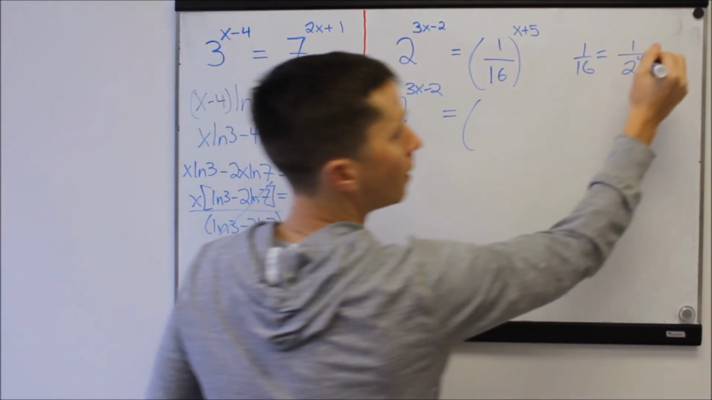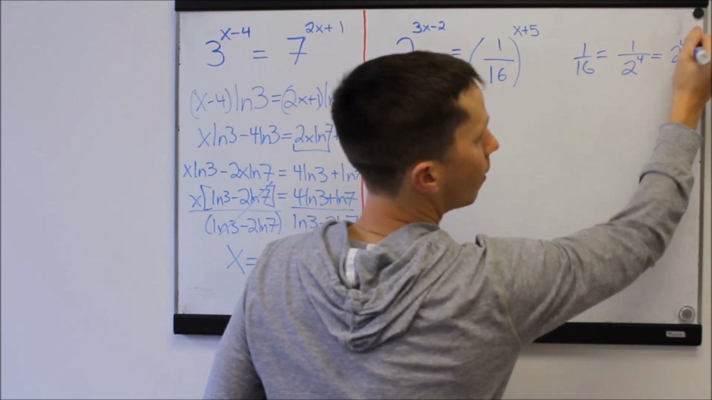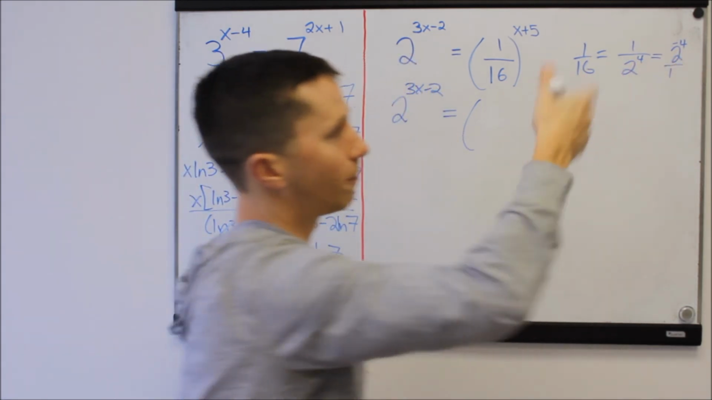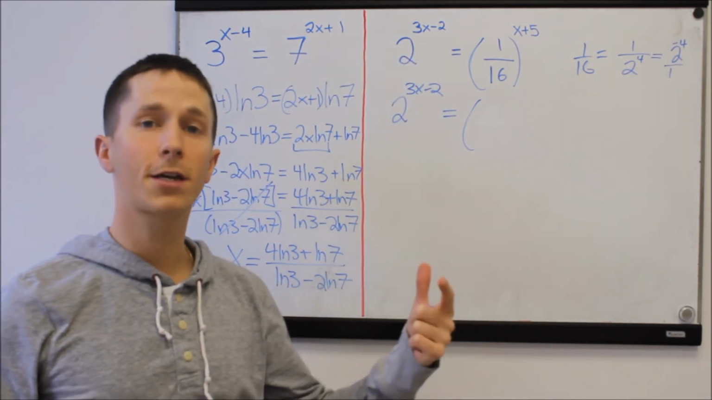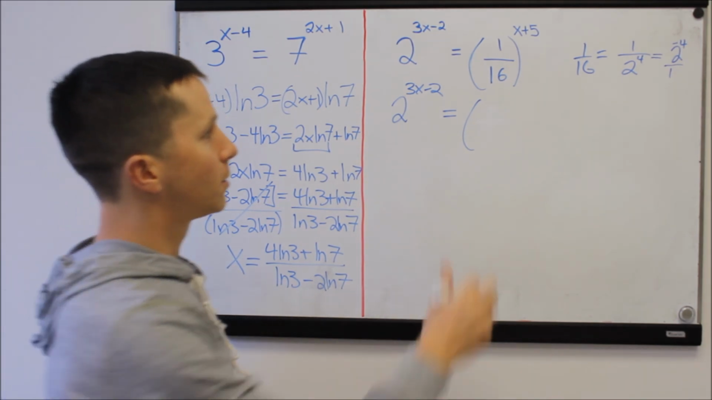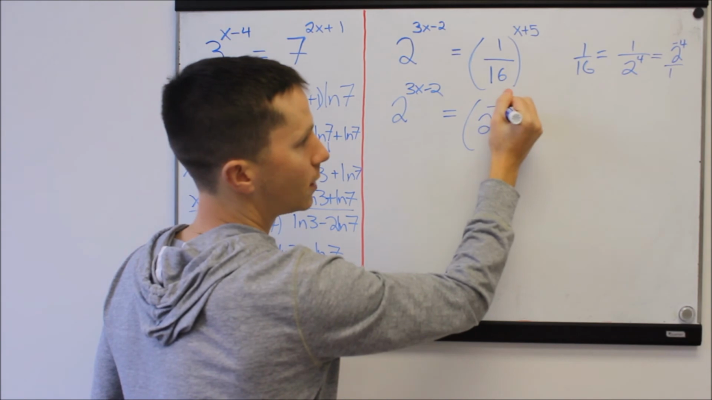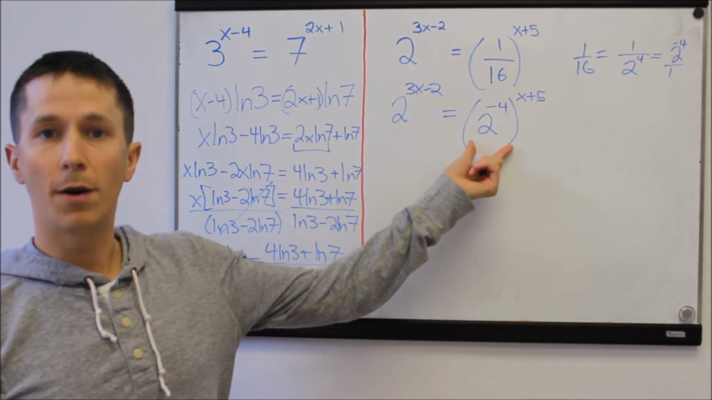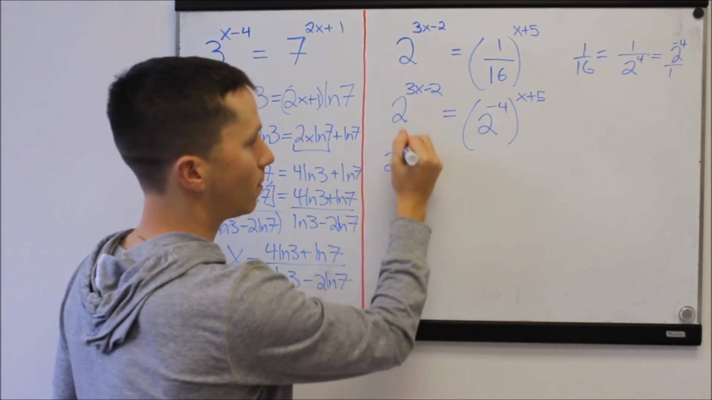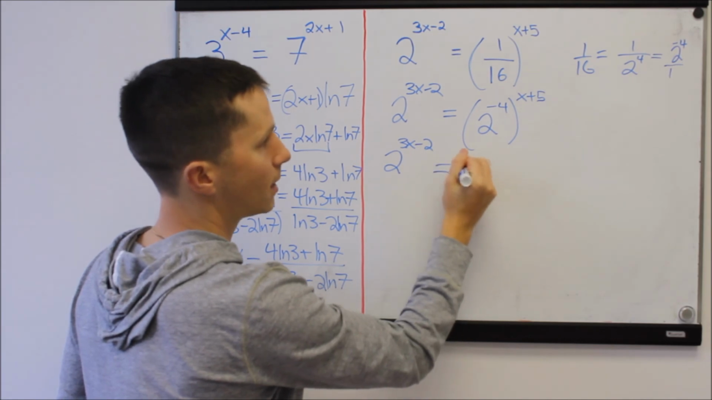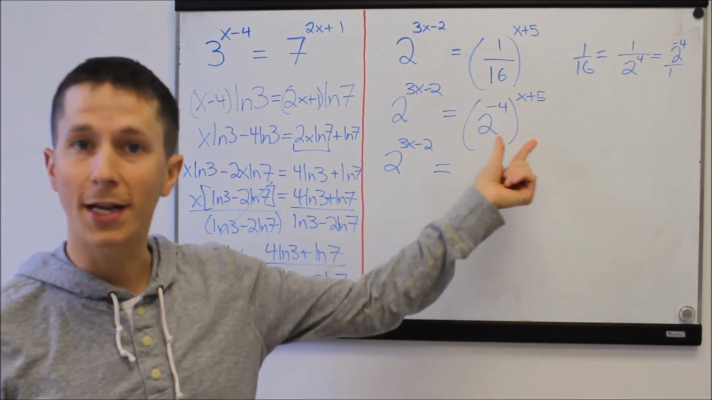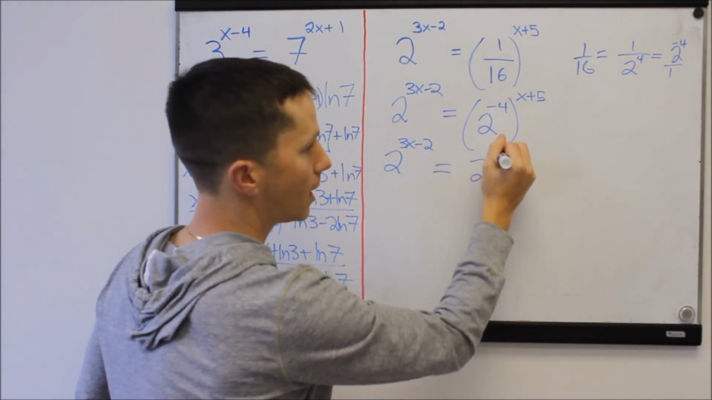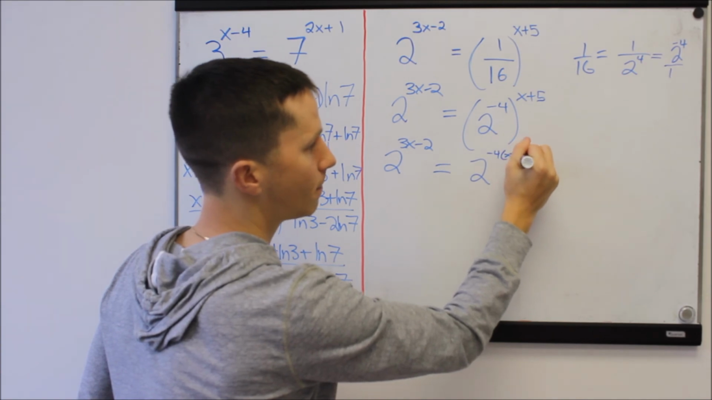How can we flip that? This becomes 2 to the power of negative 4 on top, or over 1 if you want. So we flipped it and changed the sign of the exponent, which is perfectly legal. So I'm going to replace 1 over 16 with 2 to the negative 4. It's still to the x plus 5 on the outside. I've just rewritten it as of base 2. Now we can say left side's the same. Our exponent laws say when we have an exponent inside the bracket and one outside the bracket, we can multiply those. So this becomes 2 to the negative 4 times x plus 5.